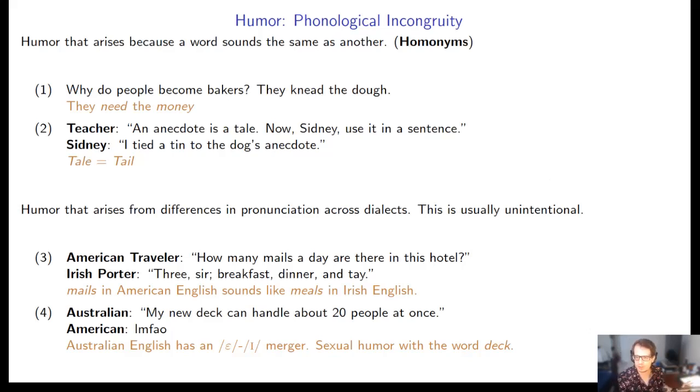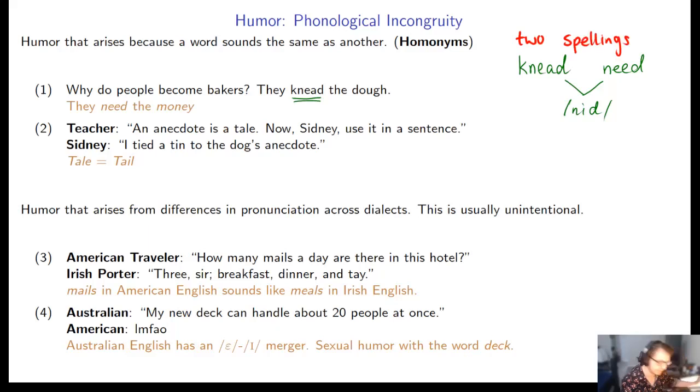Okay, we'll start with some basic ones. Jokes can arise because of homonyms. So I'll just talk about the first joke first. Why do people become bakers? Oh, they need the dough. Oh, it's hilarious. Okay, so this joke happens because the words need and knead are both pronounced in the same way, but they're spelled differently. This is actually important in terms of classifying the jokes. The fact that there are two spellings but one pronunciation makes this a phonological incongruity.